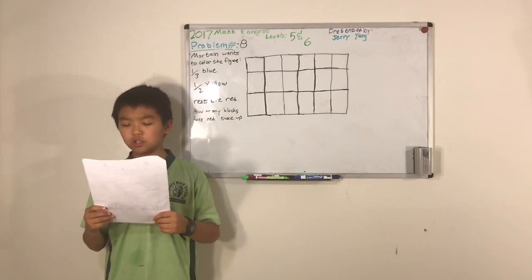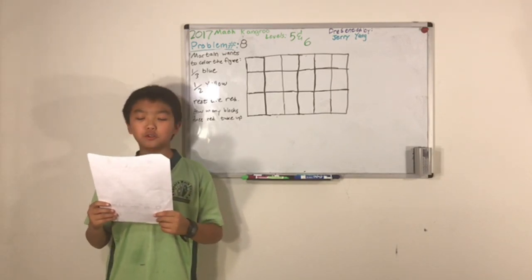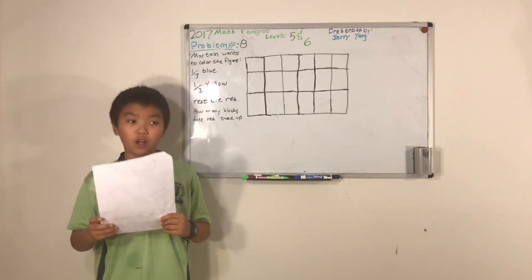Problem 8. Martin wants to color the squares of a rectangle so that 1/3 of all the squares are blue and 1/2 of all the squares are yellow. The rest of the squares are to be red. How many squares will he color red?